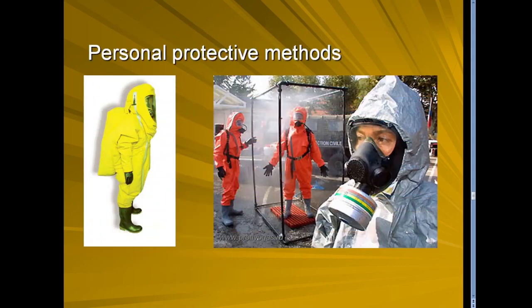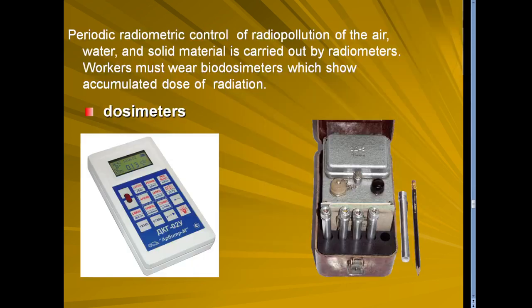In this picture you can see such individual protective measures. And periodic radiometric control of radio pollution of the air, water and solid materials. It is carried out by special devices, radiometers. Workers must wear biodosimeters which show the accumulated dose of radiation.